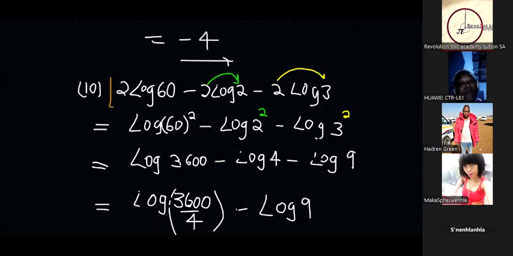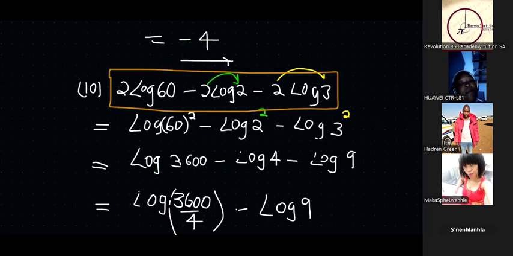That's why I'm saying here, you take this 2, you write it on top of 60. You take that 2, you write it on top of 2. You take that 2, you write it on top of 3. You know why? Simply because of this law number 3, this one. The reverse of that, do you see this one? So that's how basically it works.